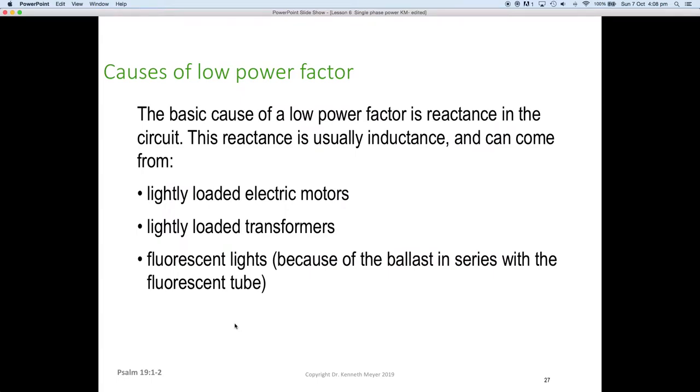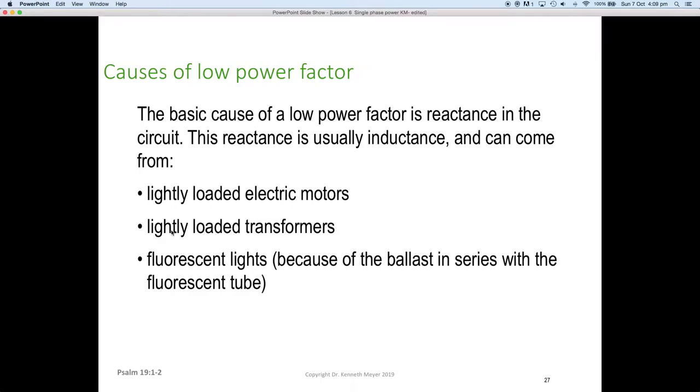So, causes of a low power factor. The basics are lightly loaded electric motors. An electric motor might be a 5 kilowatt motor, and if you look on the stamp on the plate, it will say probably 0.8 power factor, great. But that's only when it's pulling its 5 kilowatts that it's rated at. If it's rated at 5 and it's only, say, pulling 1 kilowatt of load, you will find the power factor is something far less than 0.8.